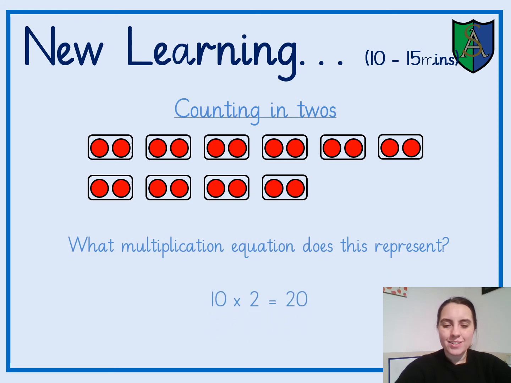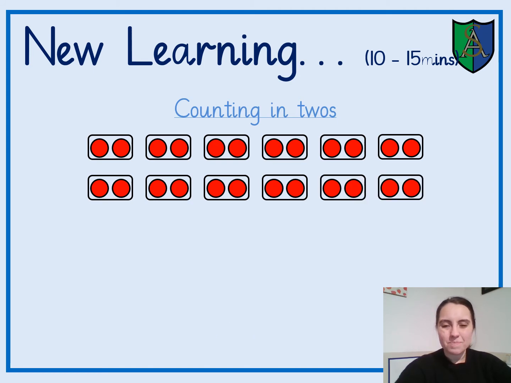So here we've got 10 equal groups of 2, which is equal to 20. I hope that you are now beginning to see how you can find the groups and find the amounts inside the groups to help you to write your multiplication equations. Now, if we know that 10 times 2 is equal to 20, then we also know 2 times 10 is equal to 20. I hope you're beginning to notice some patterns.